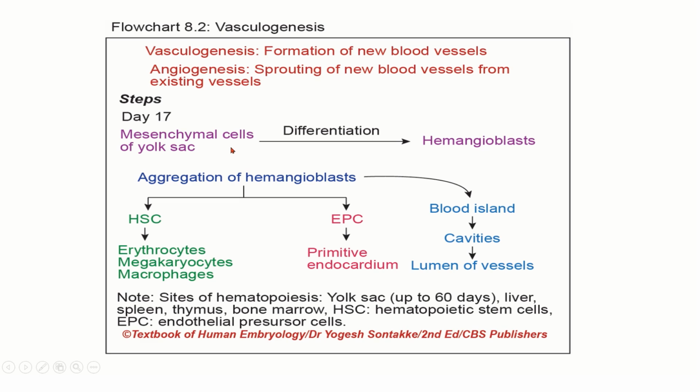So mesenchymal cells differentiate into hemangioblasts, hemangioblasts into hematopoietic stem cells and endothelial precursor cells. As you can see, they are forming blood lines, cavities, and even vessels. Hematopoietic stem cells giving rise to erythrocytes, megakaryocytes, and macrophages. Endothelial precursor cells giving rise to primitive endocardium and also the endothelium.